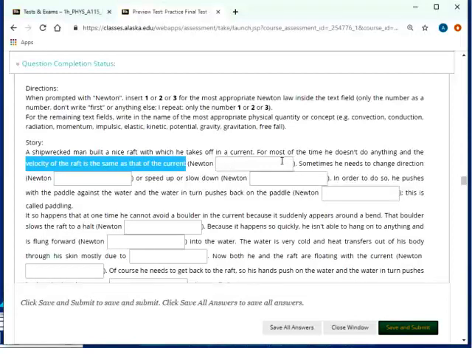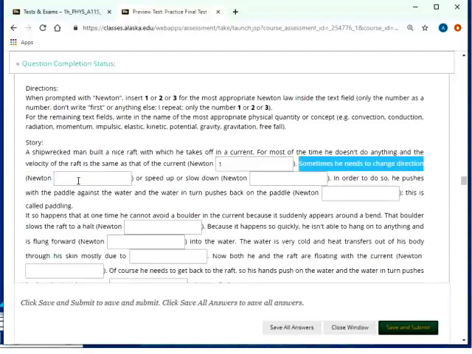Sometimes he needs to change direction. Well, in order to change direction, you need an acceleration. You need a force to change direction. And that's what acceleration means: change of velocity, which means slower, faster, or change direction. So Newton's second law. Or he needs to speed up or slow down. Newton's second law as well.